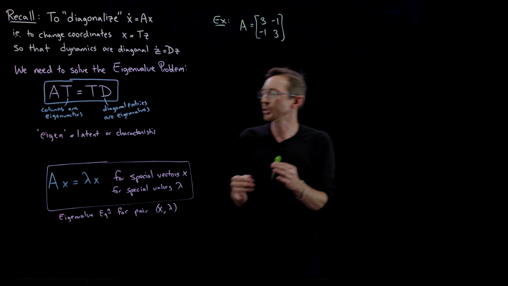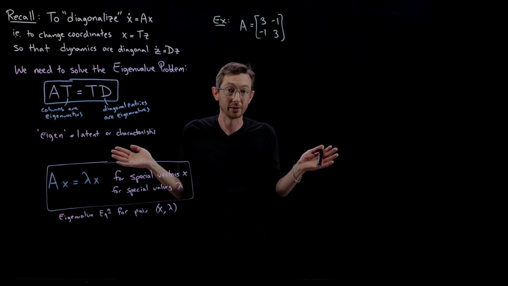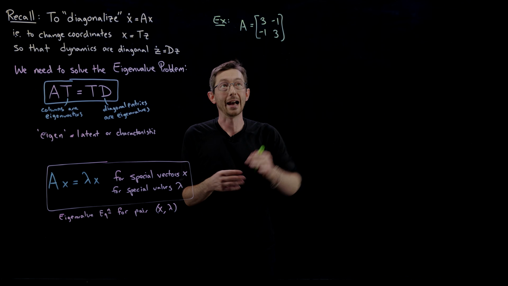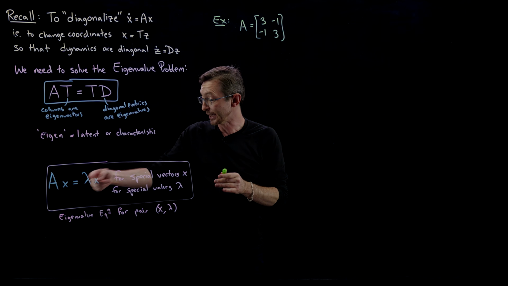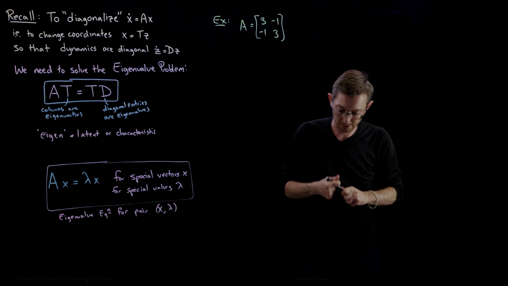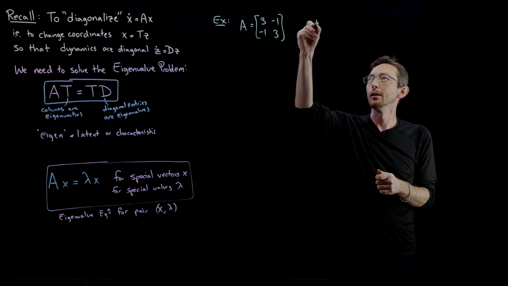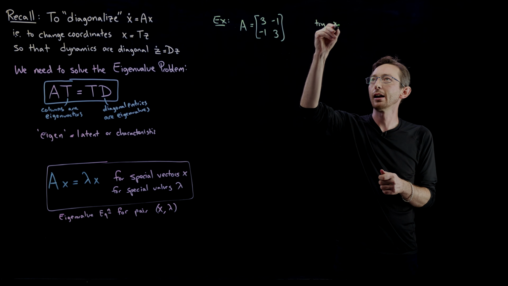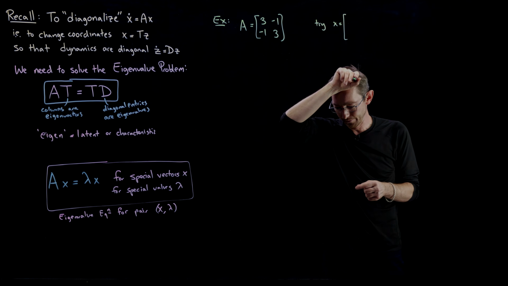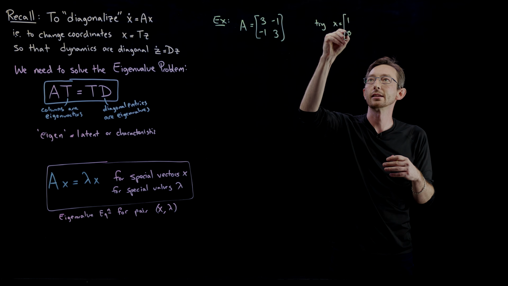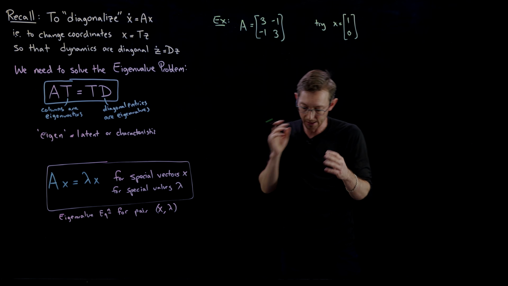And so what I'm going to do is try a random x vector. I'm going to just pluck an x vector out of a hat, multiply it by A, and see if it satisfies this equation. Okay, so let's try x equals [1, 0]. That's kind of the easiest thing we can try.